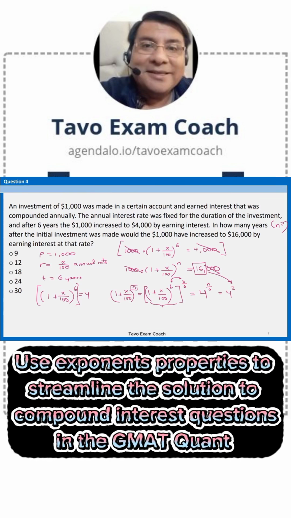So there is another property that says that if we have two powers of the same base having the same value, that is, the two powers are equal, then the two exponents must be the same. So n over 6 must be 2 and n should be 12. And the answer to the question is option B.